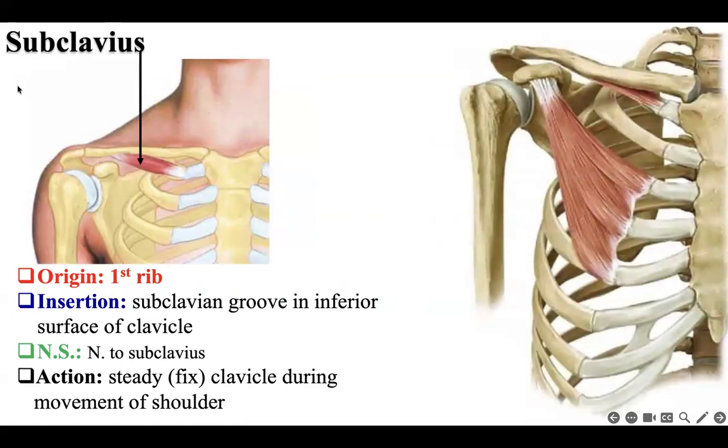Subclavius. The subclavius is a very small muscle, as its name says, under the clavicle, originating from the first rib to the under surface of the clavicle in the subclavian groove. The nerve supply has the same name, subclavius nerve, or nerve to subclavius. And what is the action? Fixation of the clavicle or shoulder during its movement, and also movement of the first rib during respiration.